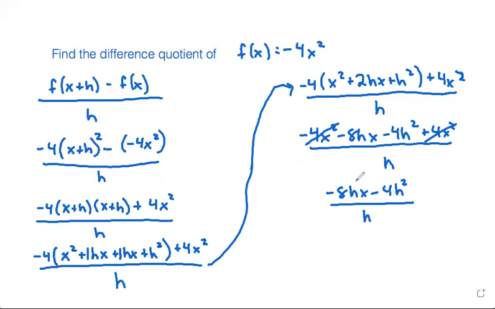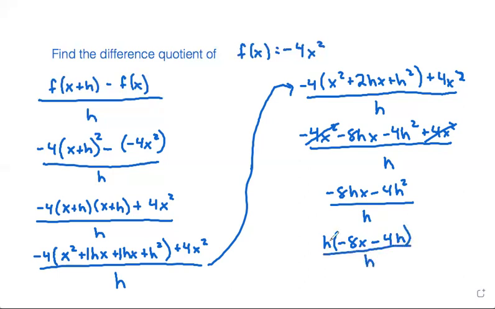Now I notice I have h's in both of my terms in the numerator, so I can factor one of those out to the front, and that would give me h times negative 8x. That's all that's left after I pull out the h, and then minus 4. I pulled out one of my h's, so there would be one left, and then over h.